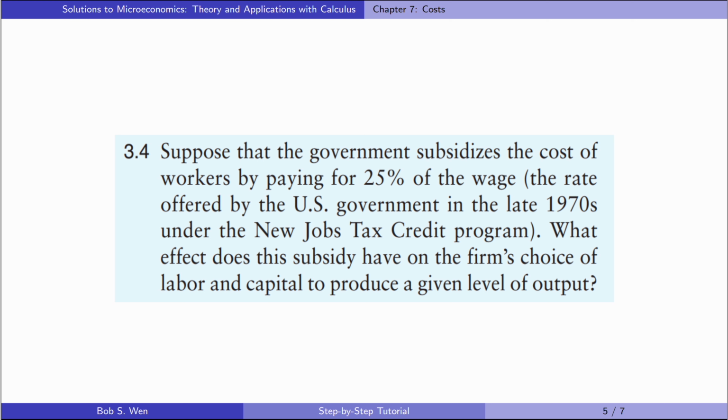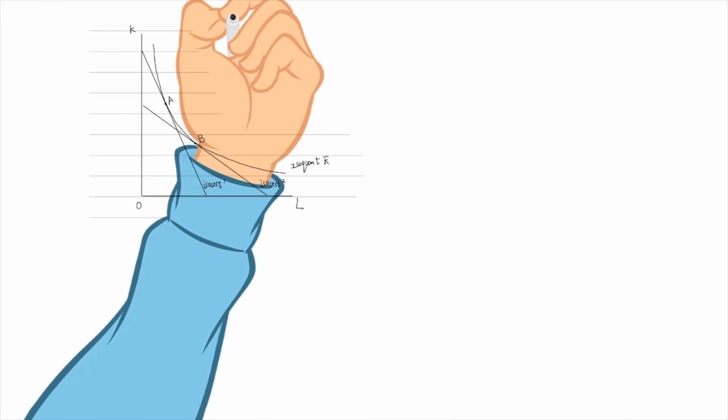Let's solve exercise 3.4. Suppose that the government subsidizes the cost of workers by paying for 25% of the wage. What effect does this subsidy have on the firm's choice of labor and capital to produce a given level of output? We use the isoquant isocost diagram to analyze the problem.